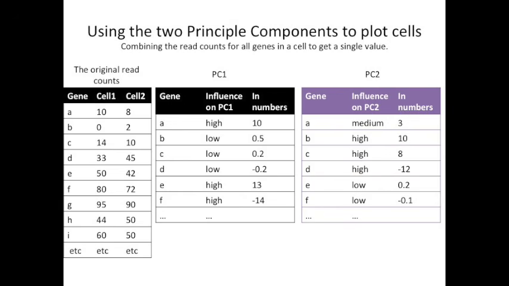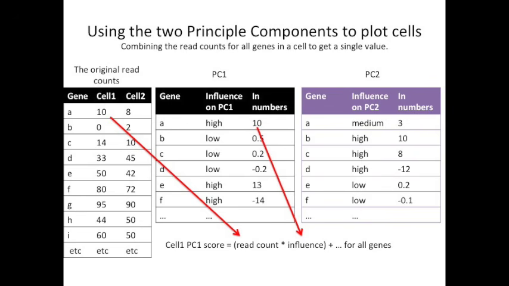First, we return to the original read counts for each cell. We can then calculate a score for cell 1 by taking the read count for gene A and multiplying it by gene A's influence on the principal component, and adding that to the read count for gene B multiplied by the influence of gene B, and doing that for all genes. Here's a concrete example. For cell 1, gene A, we have 10 read counts, and the influence gene A has is 10.